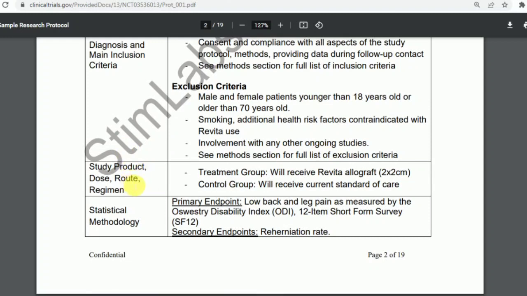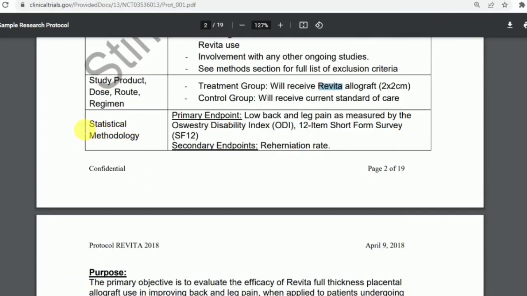Study product, dose, route, regimen. So what is the study product? We can see that Revita is the study product. Dosage, so the dosage we can say is a control group. And route of administration is how the drug will be taken, orally or given through injections. So this is known as the route. Next we will discuss statistical methodology.